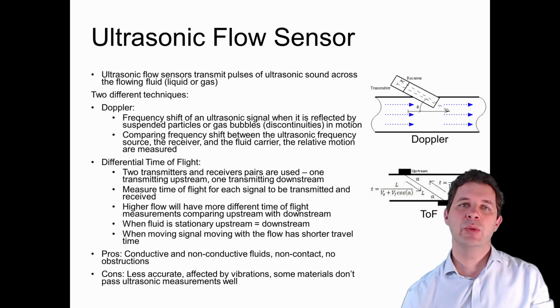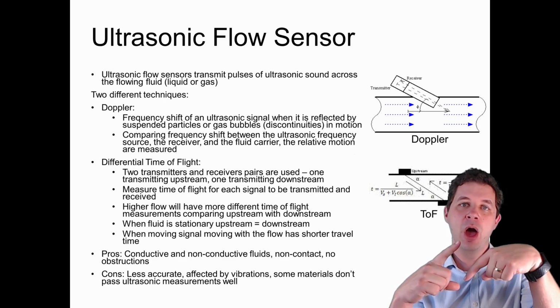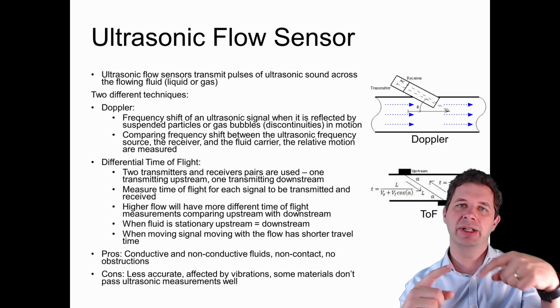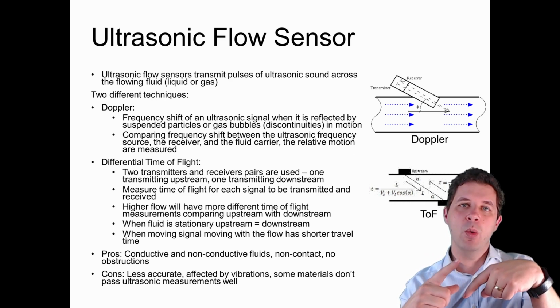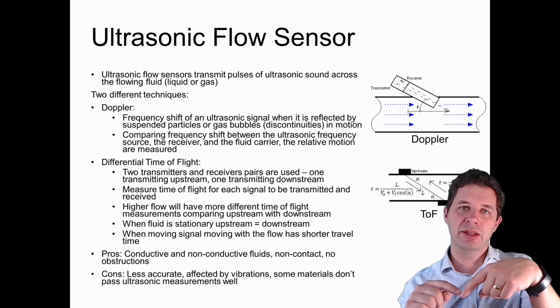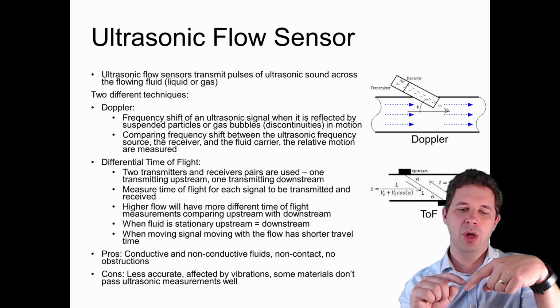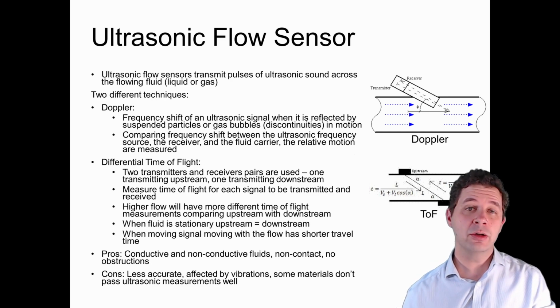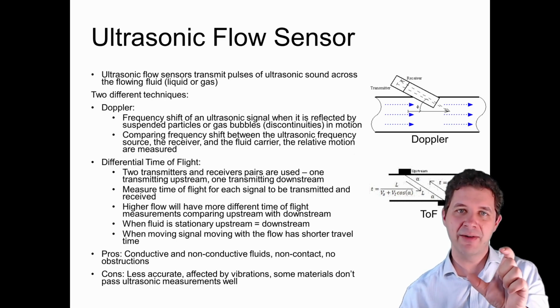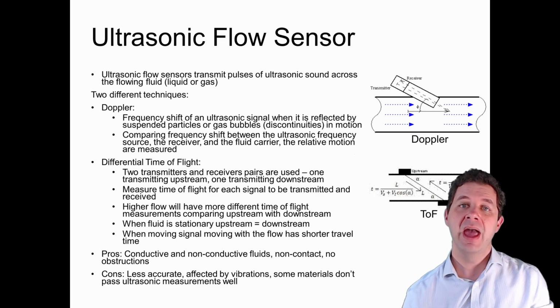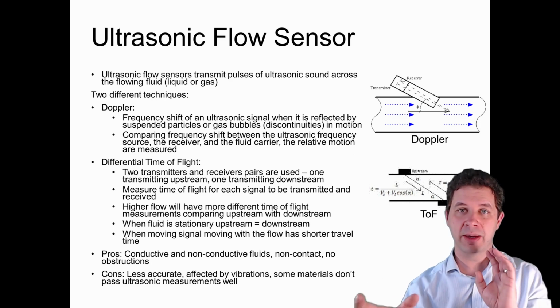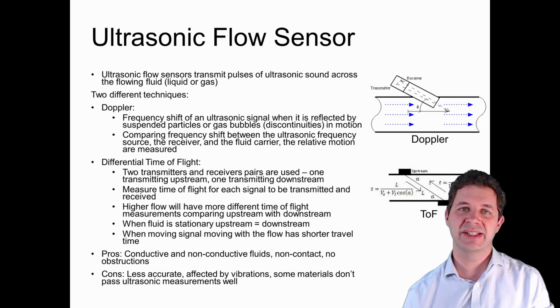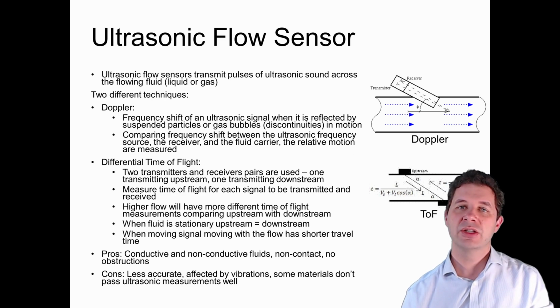Another way we can do it is we can have an upstream and downstream pair of ultrasonic transmitter and receivers. If there's no flow through the device, the time of flight between our upstream one from here to here and our downstream one from here to here should be identical. But as the flow increases, our signal that's traveling in the same direction as the flow will have a shorter time of flight, a shorter travel time between our transmitter and receiver. And we can use that to infer, by comparing the two of them, the velocity of our liquid flowing through there.